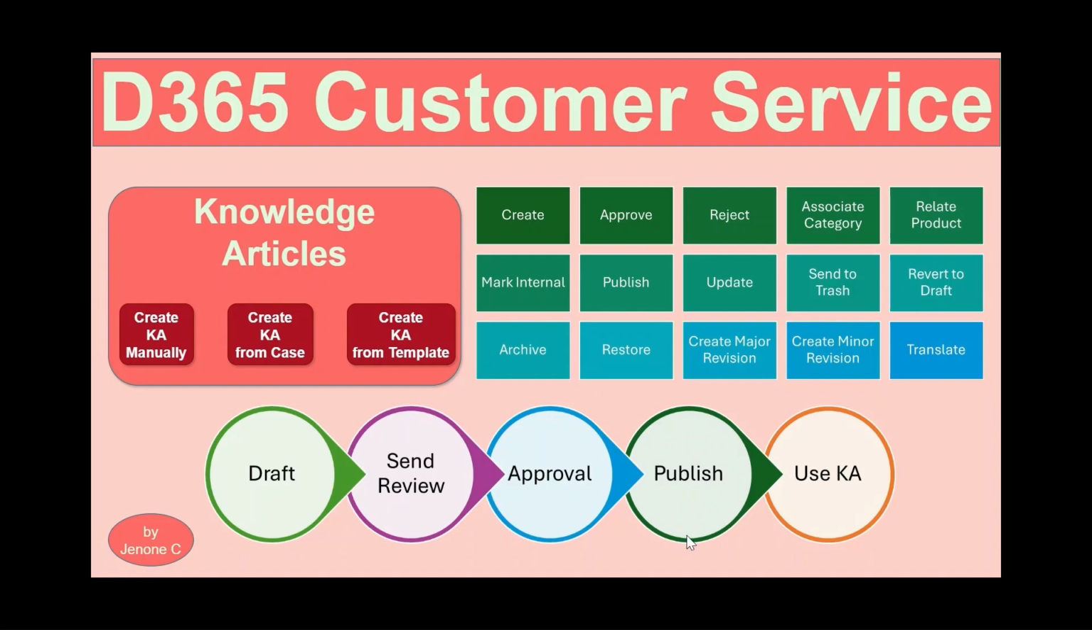In addition to that, we will see different operations that we can perform with the knowledge articles, how to approve or reject the knowledge article, and then we will see associating the category or associating the products to knowledge articles. And if you want to use the knowledge article only for internal purposes, then we can click on mark internal and make the knowledge article used for only internal purposes. Then we have publish, update, send to trash, revert to draft, archive, restore, create major version, minor version, translate. We will see all those operations or buttons in detail when we get into the demo part.